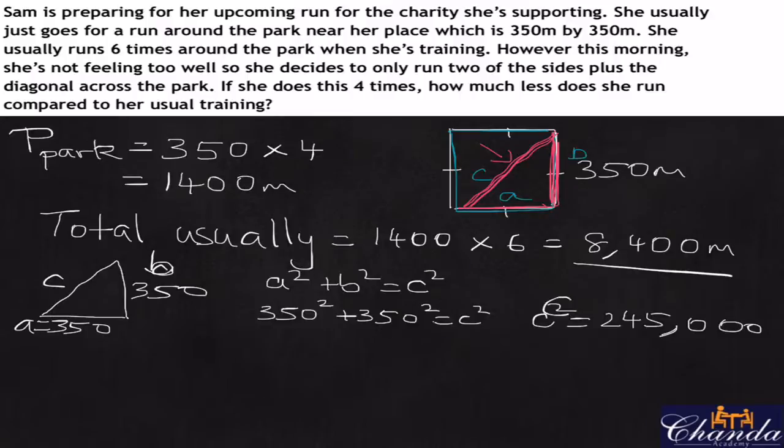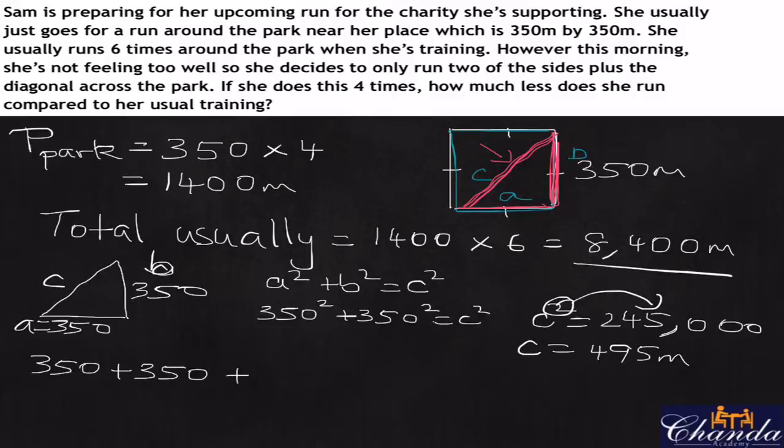And then with the square taken to the other side, we have C is equal to the square root of 245,000, which is approximately 495 meters. I'm just rounding this up to the nearest whole number. So she would be running 350 plus 350 plus the diagonal, which is 495. So every time she did that lap of the triangle, she would get a total of 1,195 meters. Then she would do this 4 times.